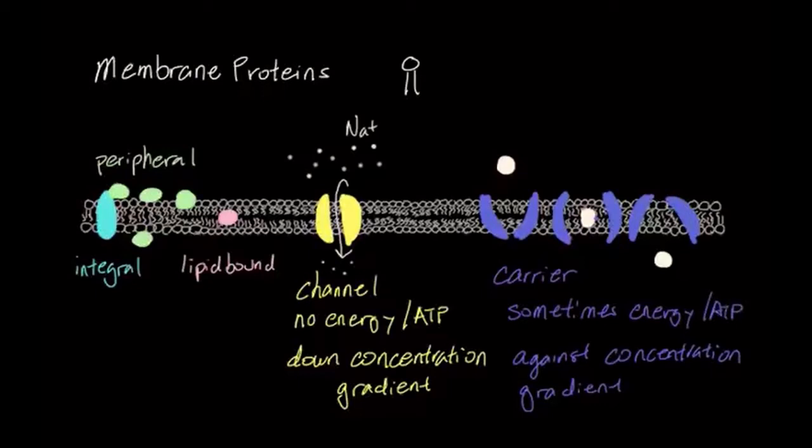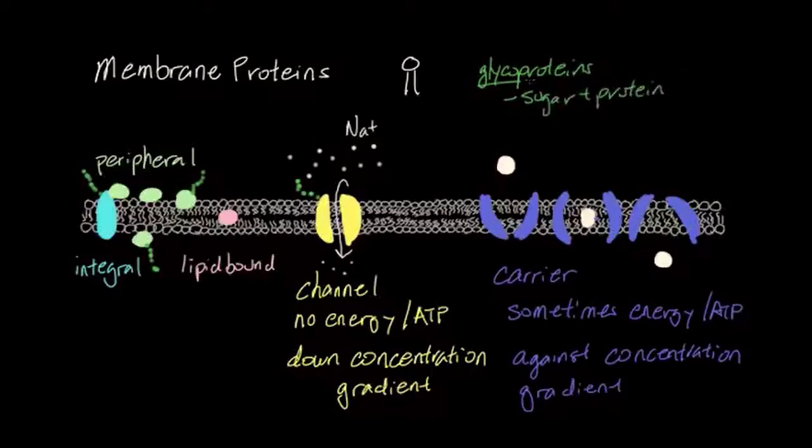Finally, there's a type of protein that can exist on any of these that we've drawn here. This is what we call a glycoprotein. A glycoprotein looks like a chain of sugars attached to a protein, and it can be on integral proteins, peripheral proteins, channel proteins. Glycoproteins, you'll notice, have the prefix glyco, which means sugar. Basically, it's just sugar plus protein. The purpose of glycoproteins is that they're used in signaling, so they allow a cell to recognize another cell.